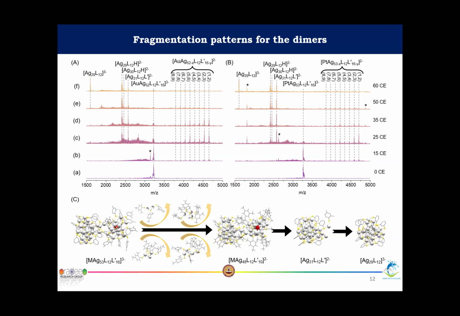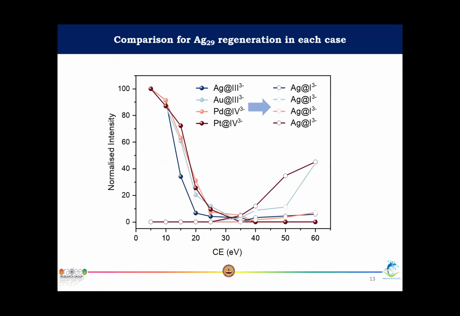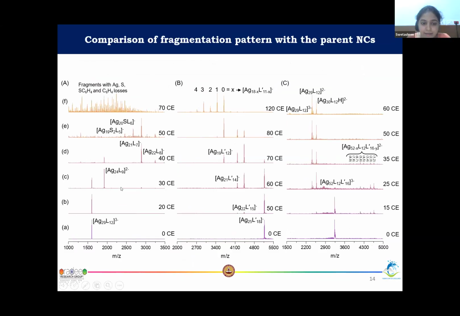This is the same mechanism for the non-doped one also, right? Yes. All the dimers are fragmenting in a similar fashion. So my doubt is, when you do the normal CID for Ag29, you can see the fragments at a lower collision energy compared to Ag25. But then why is the Ag29 cluster intact, but Ag25 is entirely fragmented? Yes. So we were thinking that the dimer formation has somewhat increased the stability of the Ag29 nanocluster here.